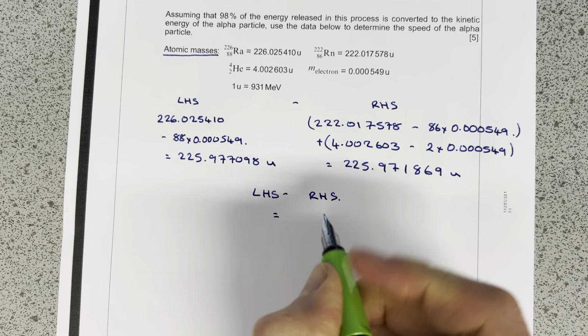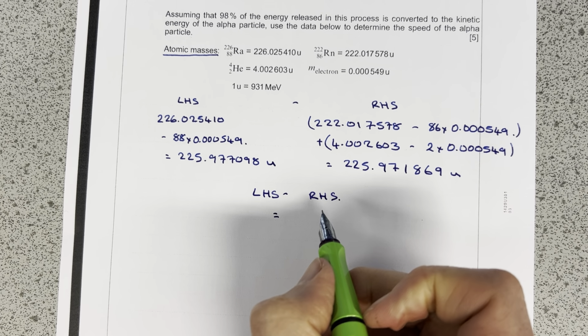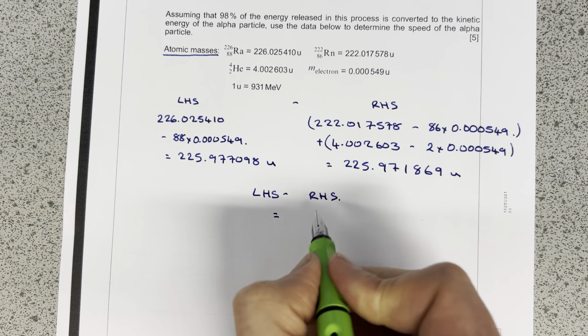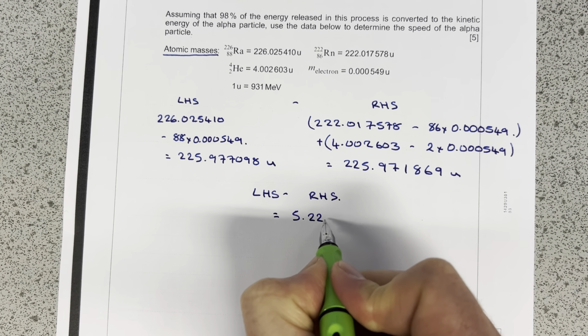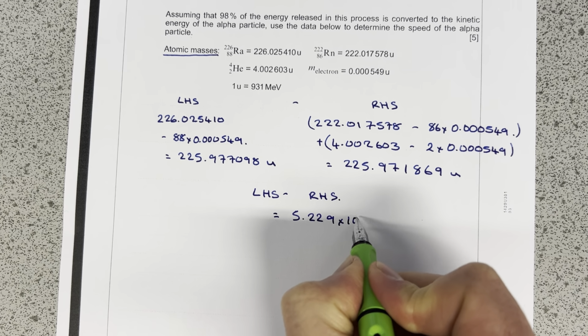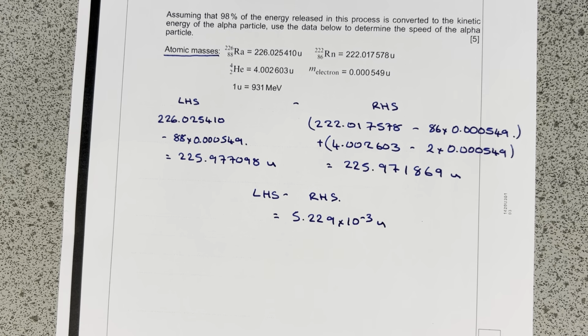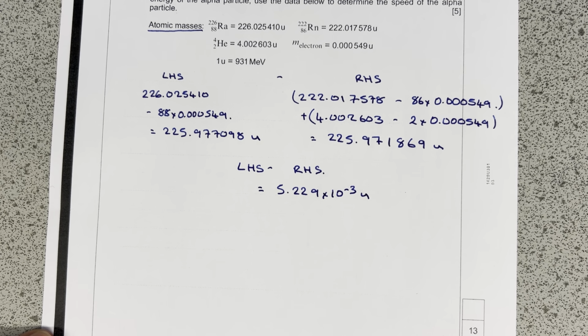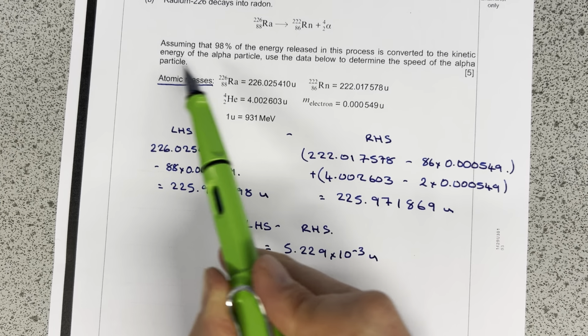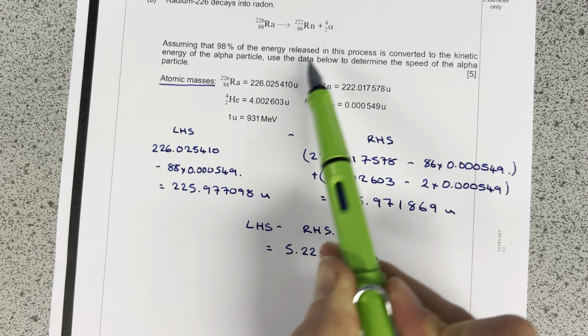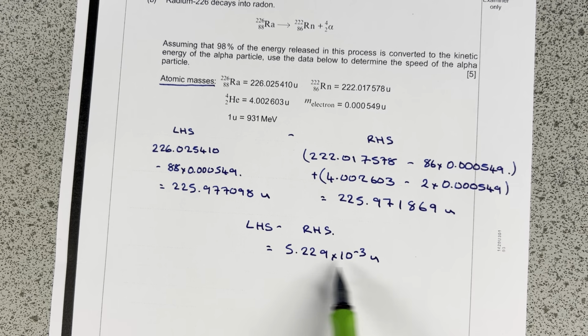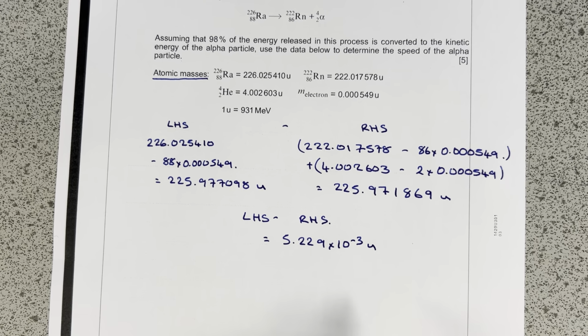And if you complete that calculation, you will get 5.229 times 10 to the minus 3. At this point, I'm starting to shed some decimal places because I'm getting lazy. Put your U on the end to help you out with that. Now, this is an energy question. So what it wants us to do is calculate the energy released. Well, that's the mass lost. So the next thing I'm going to do is turn it into an energy.